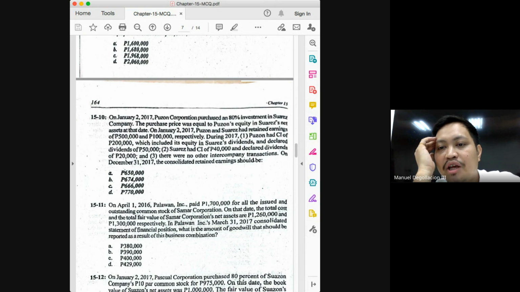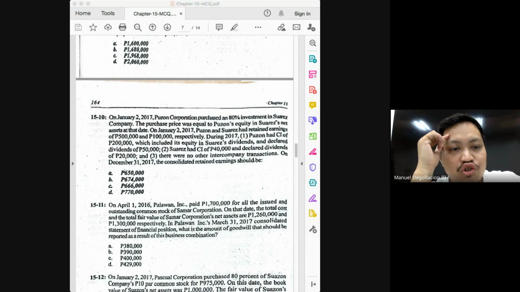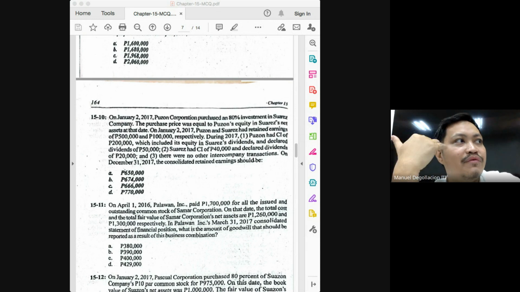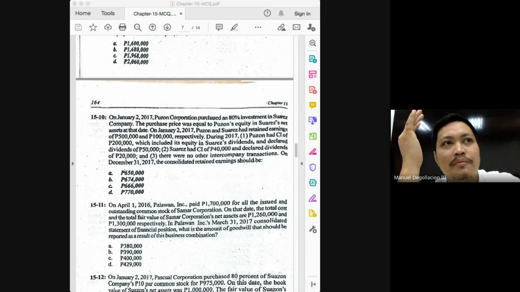Here in this problem, you are given 200,000, class. Is this the income of the parent from its own operations? No, because the 200, as the problem states, includes the share of the parent in the dividends of the subsidiary, which included its equity in Suarez's dividends. So that means the 200,000 includes dividend income received from the subsidiary.